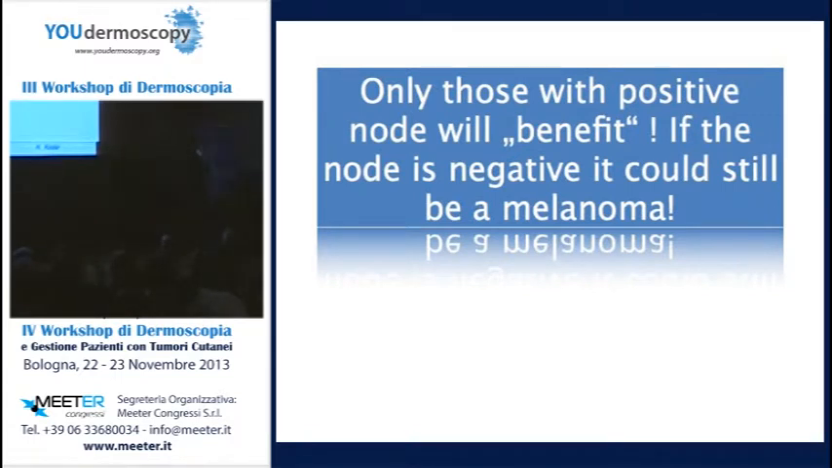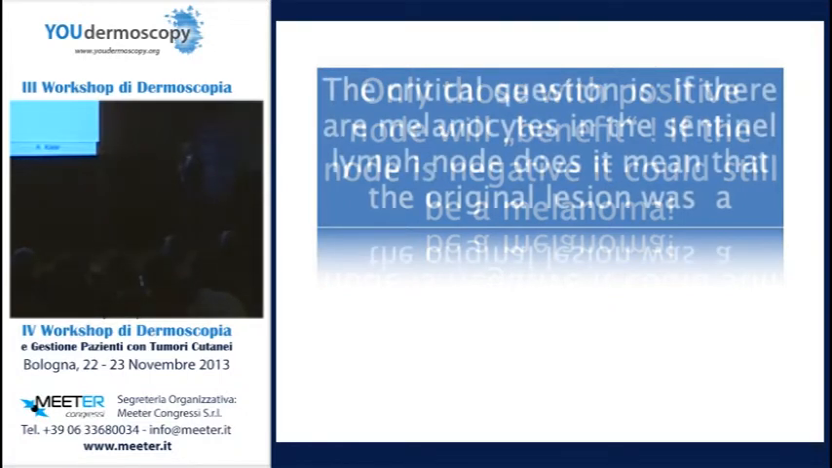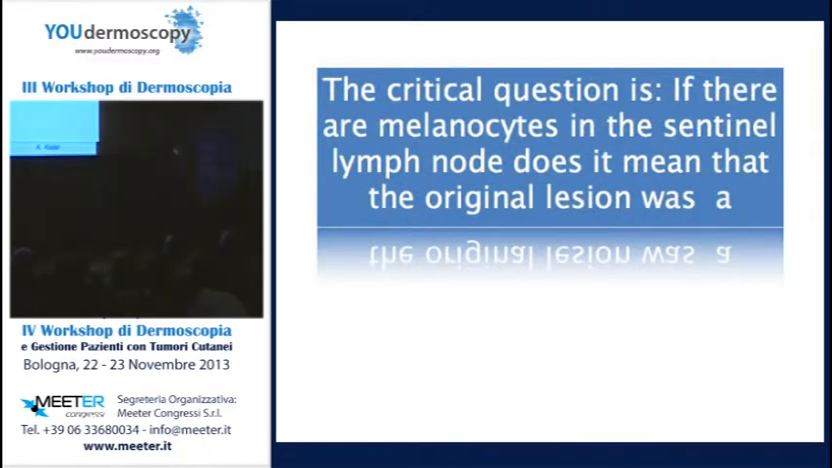First of all, only those with positive sentinel nodes will benefit, because only those with positive nodes will be upgraded to melanoma. Those with negative nodes, you still don't know whether it was a melanoma or not, because if there is no micrometastasis in the sentinel node, you don't know whether it's benign or malignant. It could still be malignant without micrometastasis. Now the critical question is not this.